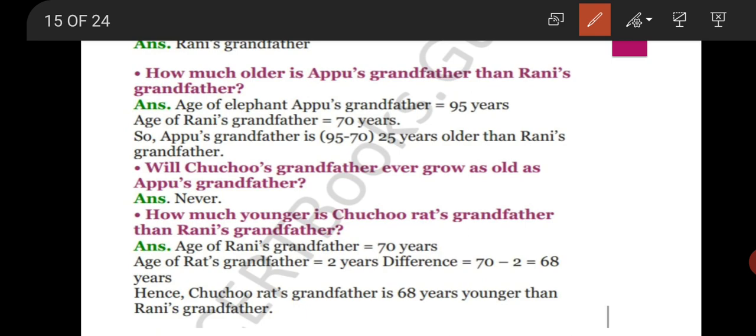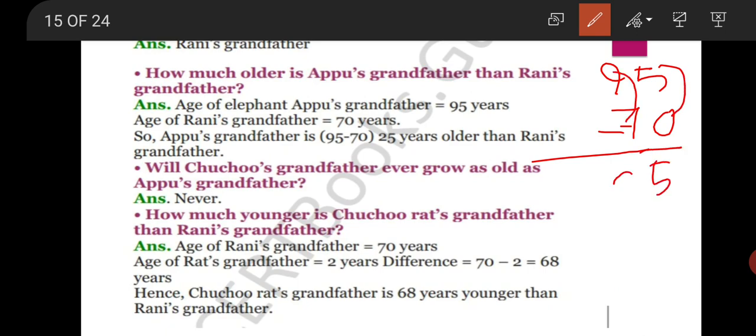Second, how much older is Appu's grandfather than Rani's grandfather? The age of elephant Appu's grandfather is 95 years and the age of Rani's grandfather is 70 years. So, if we subtract, what do we get? 5 minus 0, 5. 9 minus 7, 2. That is, Appu's grandfather is 25 years older than Rani's grandfather. Next, will Chuchu's grandfather ever grow as old as Appu's grandfather? Never.